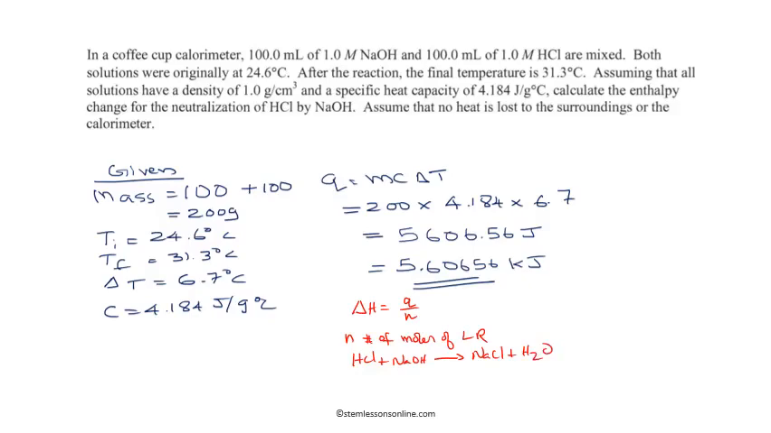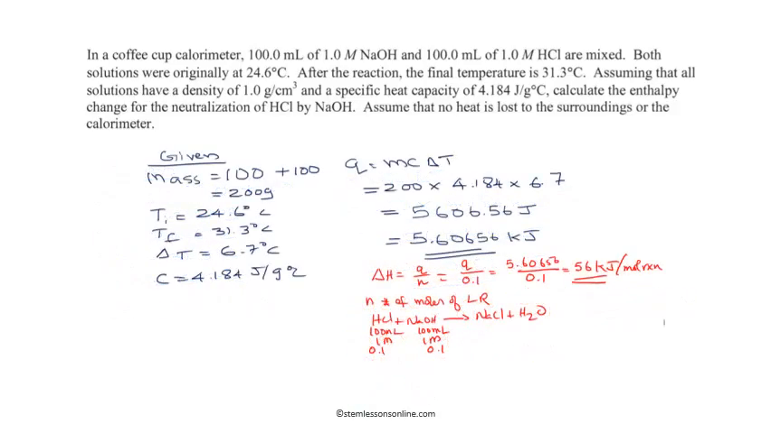So all are 1:1 ratio, and I have 100 milliliters here, 100 milliliters here. Both are 1 molar. So I can calculate the number of moles as 0.1 here and 0.1 here. So we have to go with the 0.1 because I don't have the limiting reagent there. So Q divided by 0.1, Q is 5.60656 divided by 0.1. I'll get 56, and I can just go with that answer, 56 kilojoules per mole reaction.